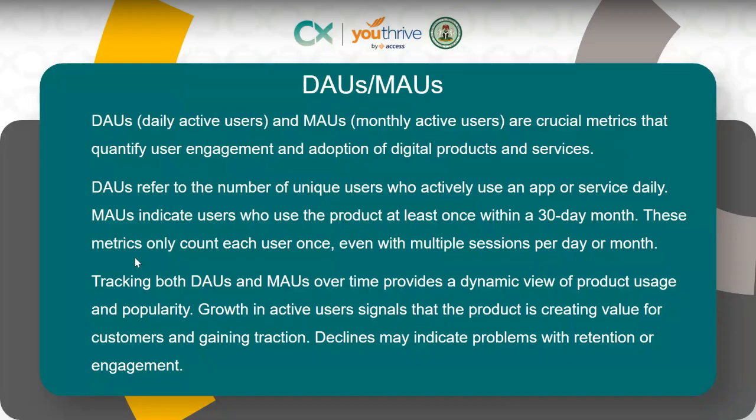All right. Decline may indicate problems with retention or engagement. So when you're seeing a decline in your monthly active users or daily active users, it means that there's a particular issue that customers are facing and they are not coming back. So it means there's something you need to do, something missing that ought to make customers glued or hooked to your product.